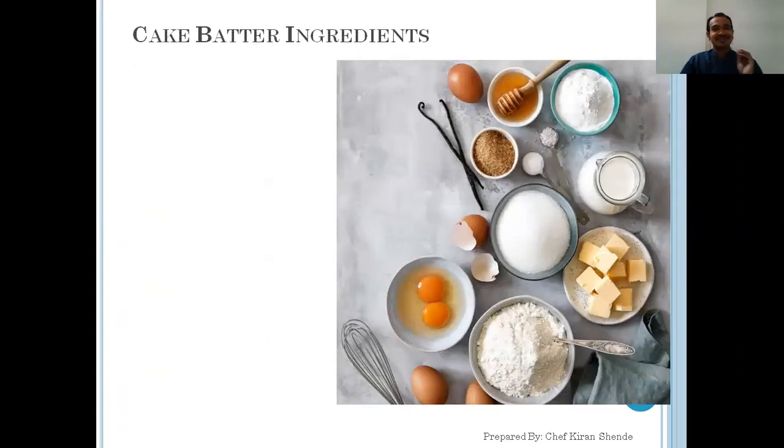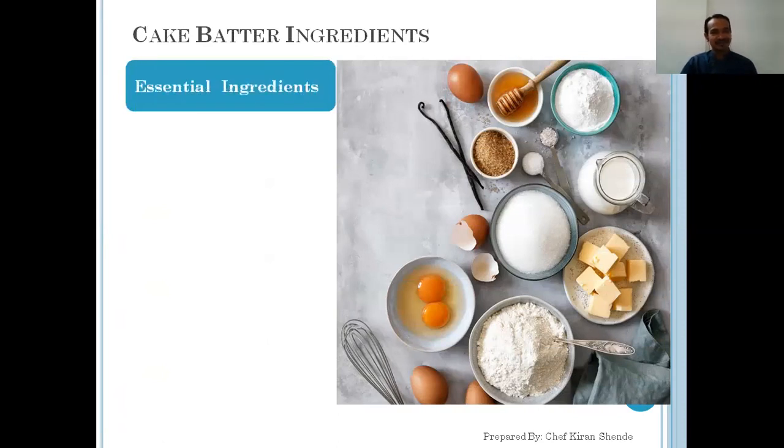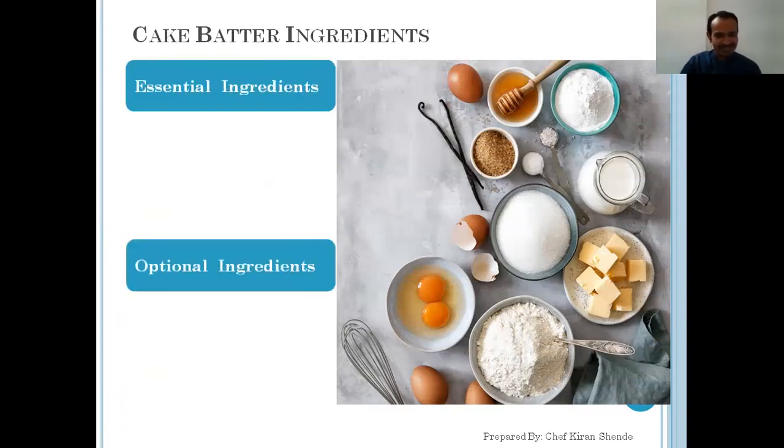Okay, so on that very note, let me take you to the first objective of today's session, that is essential and optional ingredients of cake making. Basically, essential ingredients are only four, without which you cannot make a cake. Number one, refined flour. Number two, sugar. Number three, fat. And number four, eggs. These are the four essential ingredients of any cake making.